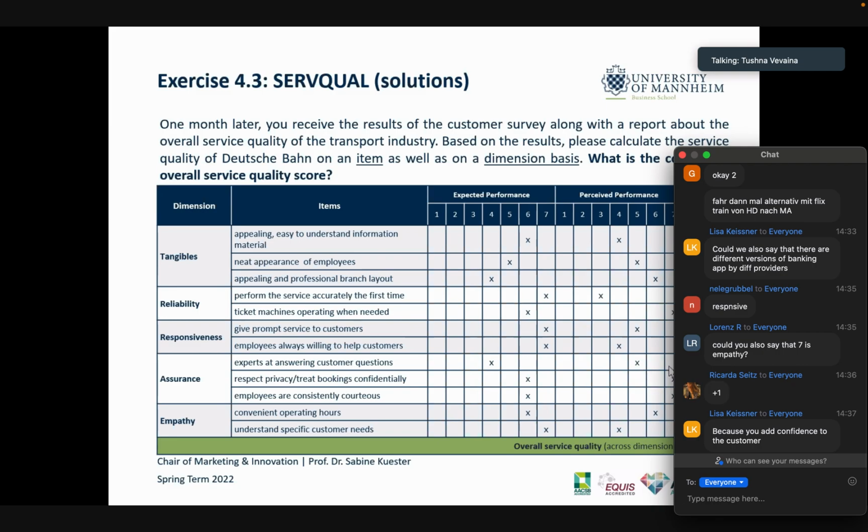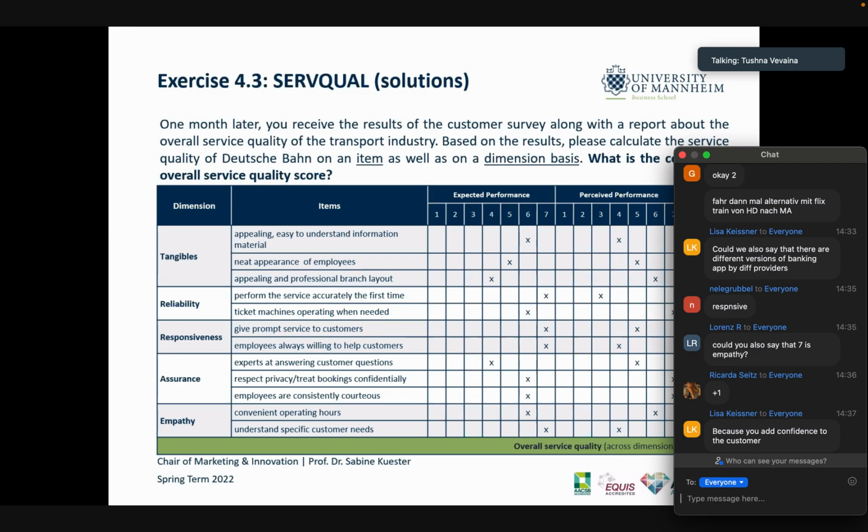And so you have 5 minus 4, and you have 7 minus 6, and then again 7 minus 6. So you constantly have a gap of just 1. You average it out, 1 plus 1 plus 1, 3 divided by 3, 1. And for empathy, again, you follow the same thing. 6 minus 6, 0, and you have 4 minus 7, negative 3, averaged out, minus 1.5.